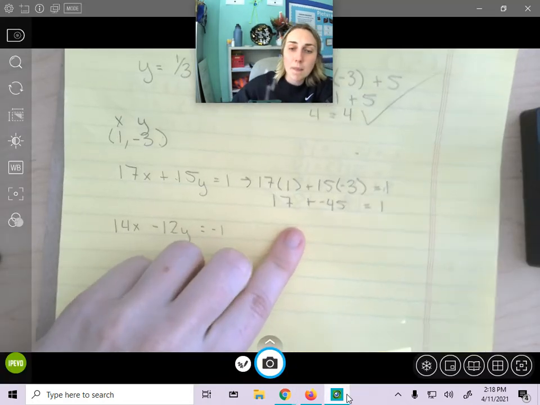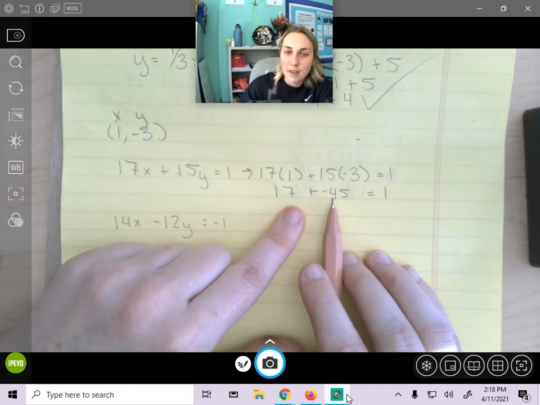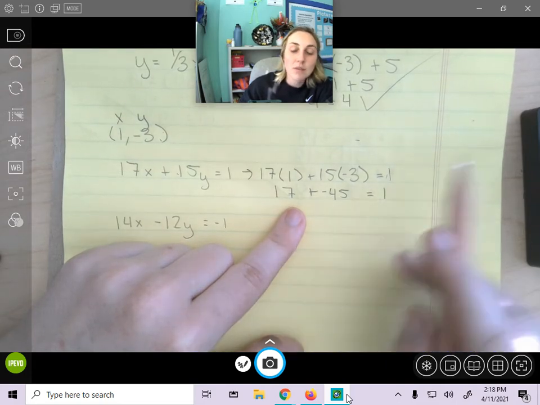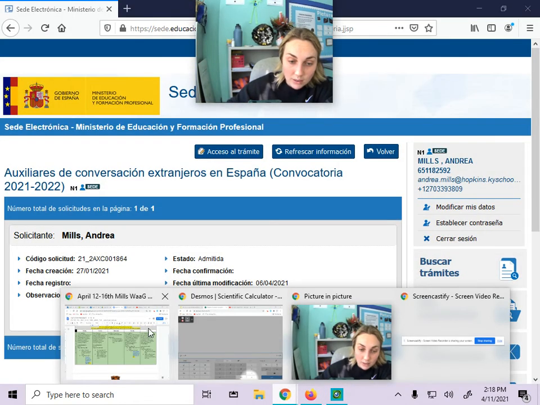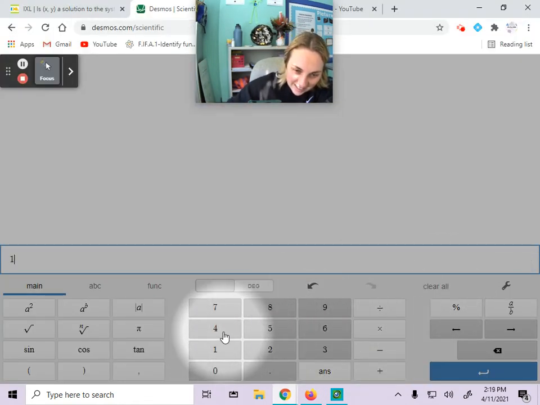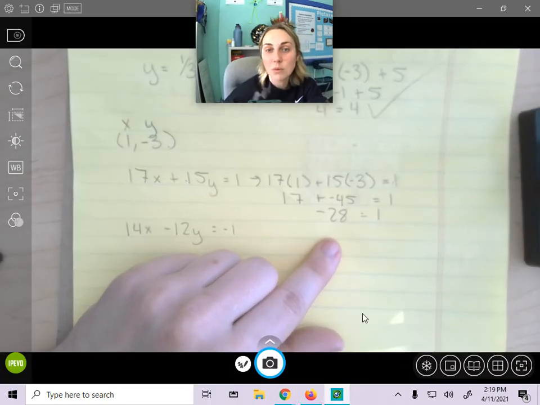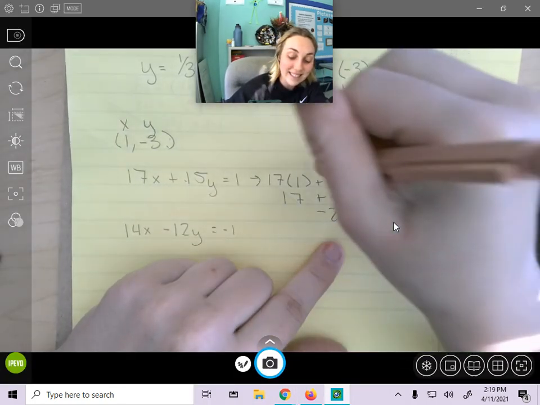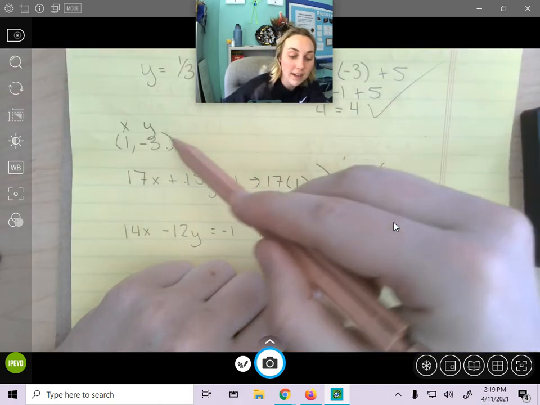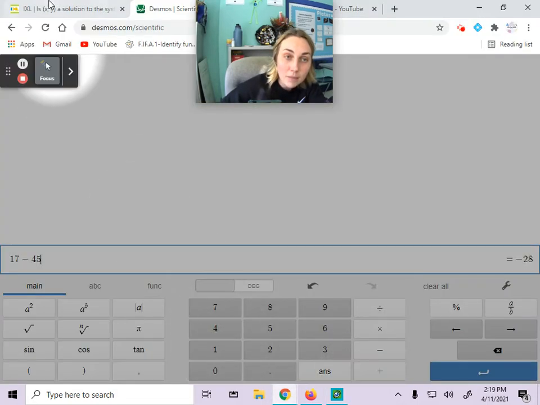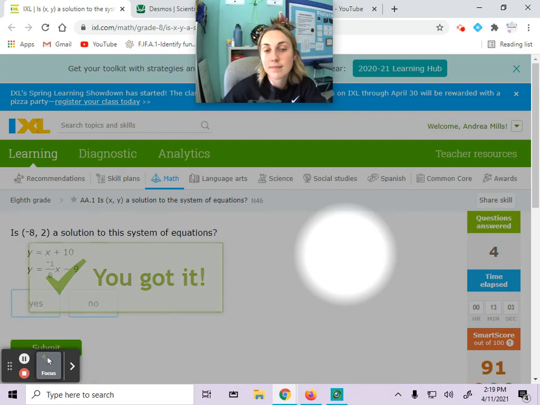Uh-oh, something's not going to be right. 17 plus -45. Guys, that's not going to be equal to 1. Okay, so therefore, well, I guess I can just show y'all. It's not going to be equal to 1, guys. What it's going to equal is 17 minus 45. It's going to give us -28. -28 is not equal to 1. So this is not going to be a solution. This ordered pair right here is not going to be a solution to these equations. Therefore, I'm going to go back to my IXL and I'm going to say no. And there you go.